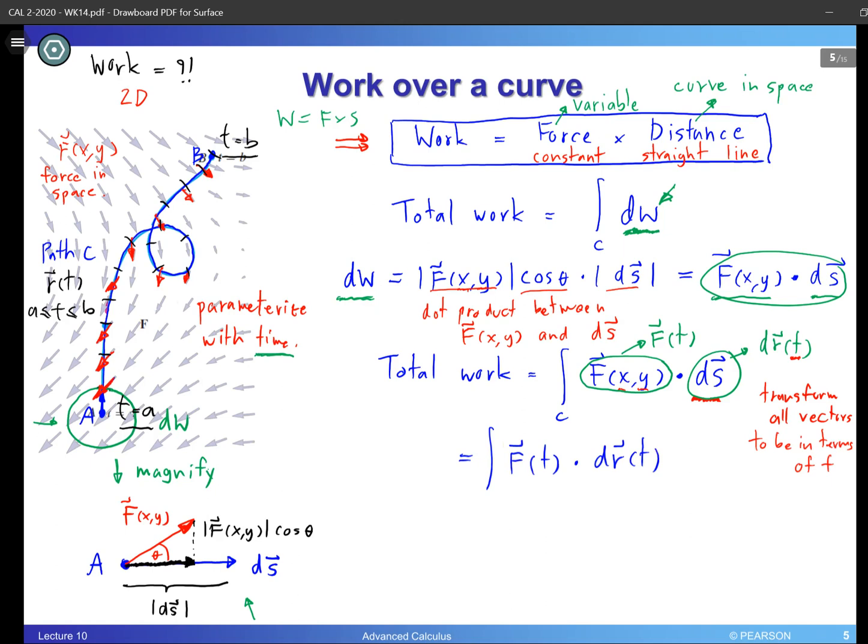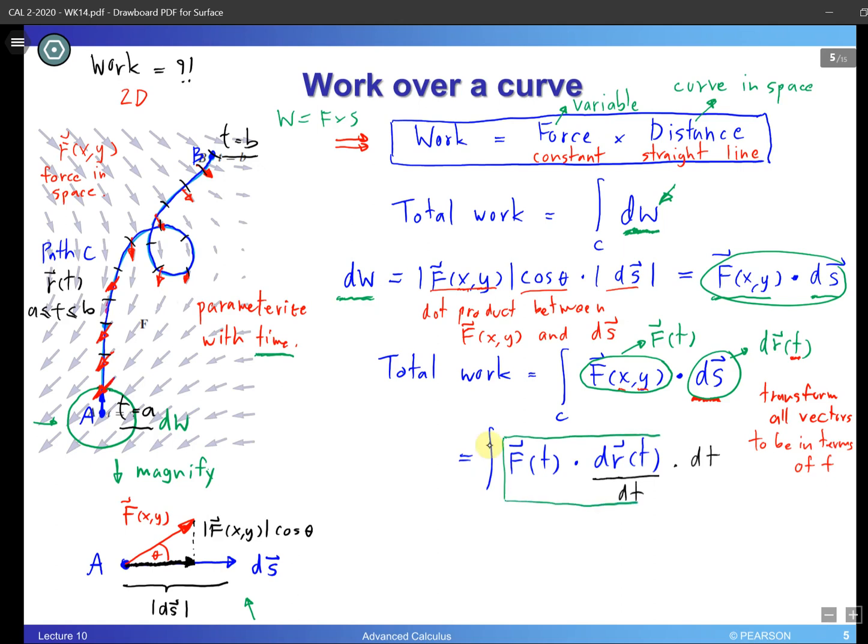But we are not going to stop here. We are going to add some more terms. So we are going to divide this dr(t) by dt, and to balance this division, we are going to multiply it back times dt. Alright, so in the end it's the same term, but we are going to group these two together.